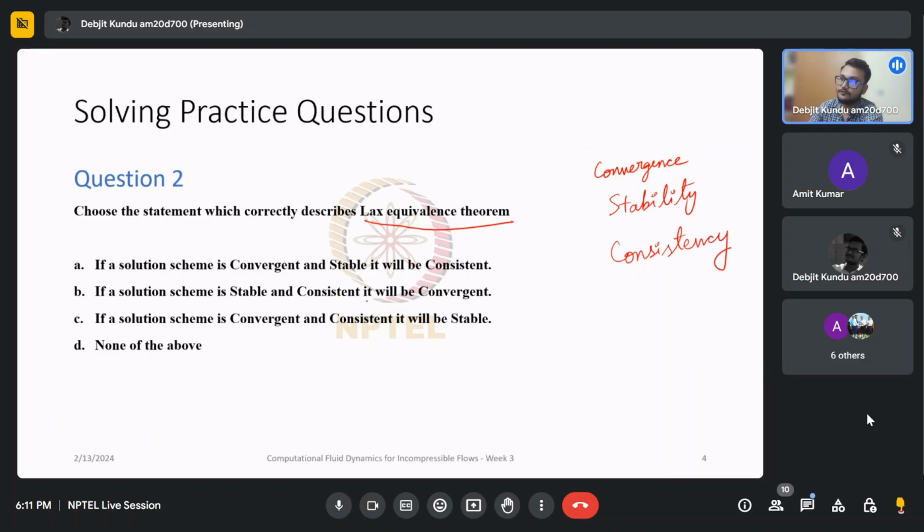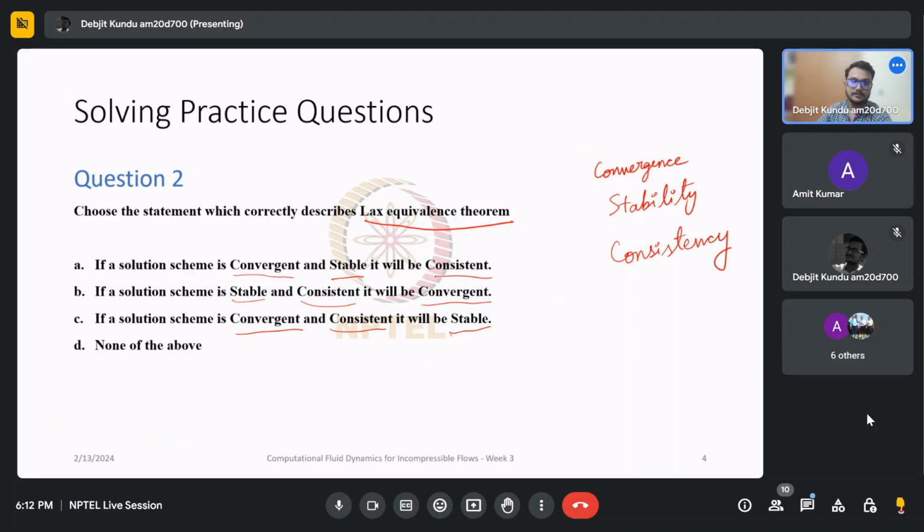So one of these three statements might be correct, or you can also pick option D, which says that none of these are correct. So the statements go like this. Statement A is, if a solution scheme is convergent and stable, then it will be consistent. Option B is, if a solution scheme is stable and consistent, it has to be convergent. And option C is, if a solution scheme is convergent and consistent, then it has to be stable. So which of these is true, or is none of them true, in which case you have to pick option D.